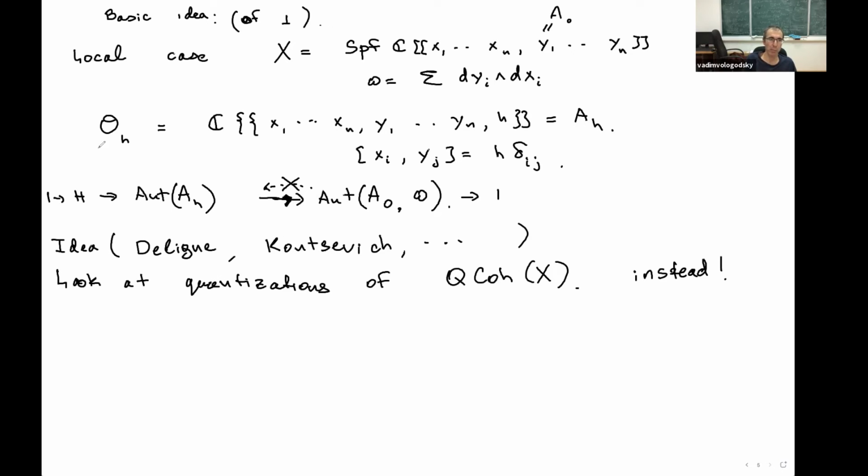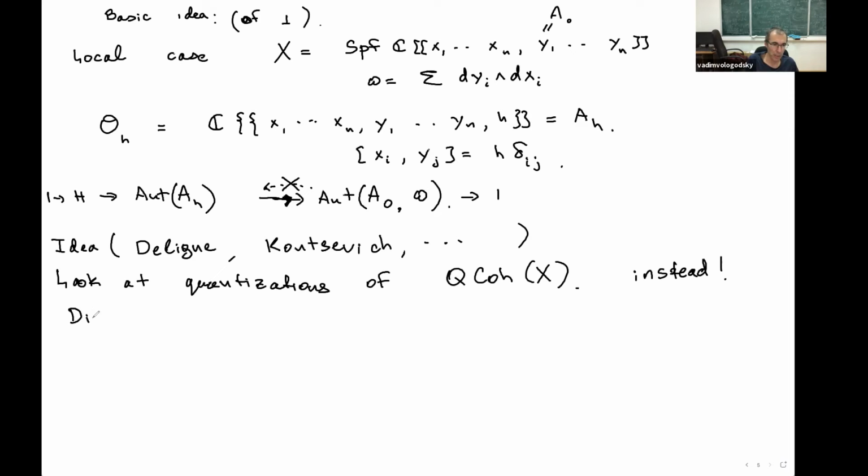So the idea is to split the problem of constructing quantization of algebras in two problems. First, constructing a quantization of the category, and then constructing a generator of the quantization of the category. So in particular, if X is affine, then every quantization of the category comes from a quantization of an algebra. In a sense, these are the same thing, but not quite. You'll see the difference. The difference is in autoequivalences. Okay, so let me explain what I mean by quantization of a category.